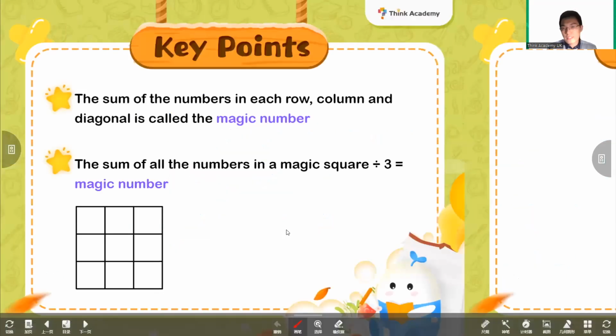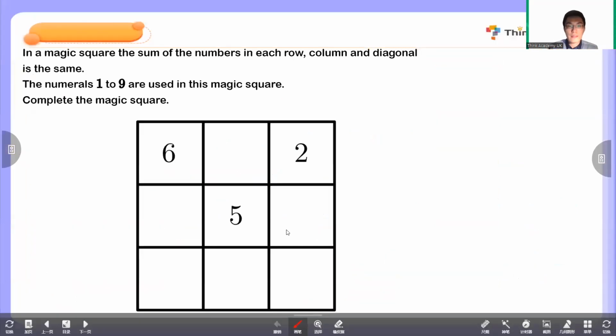So we can have a look. This is just a summary of the key points I just went through. The sum of the numbers in each row, column, and diagonal is called the magic number. And the sum of all 9 numbers in the magic square divided by 3 is the magic number. And it can also be said that the sum of all the numbers in the magic square equals the magic number times 3. Okay, so we can have a look at an example.